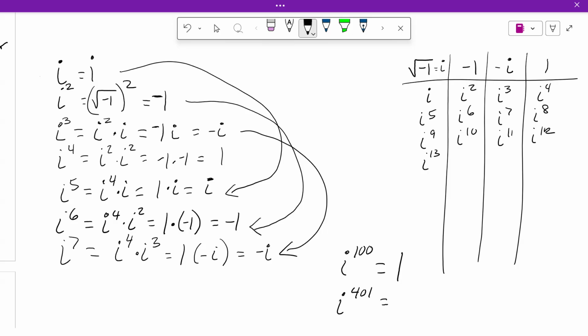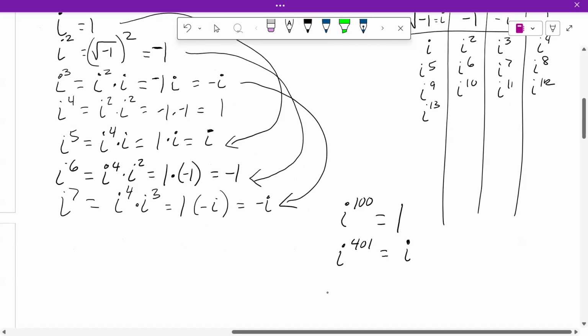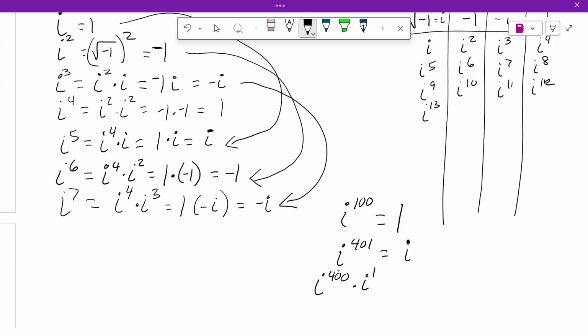What's that equal to? Jeez, we got some smarticusses in here. That's equal to i. And you go, how do you know that so fast? Well, i to the 401 is the same as i to the 400 times i to the 1. What's i to the 400 power? 1. 1 times i is i. Okay, see that? All right.